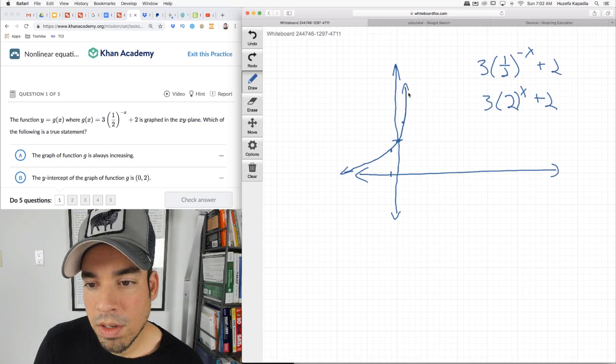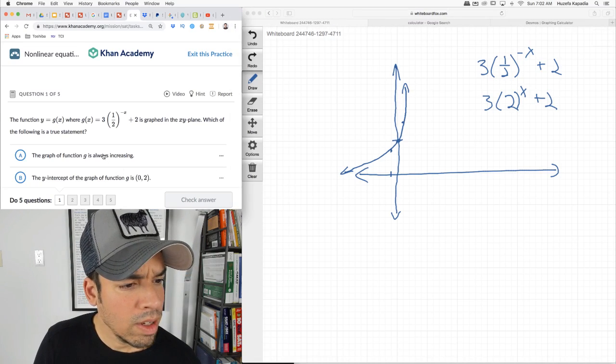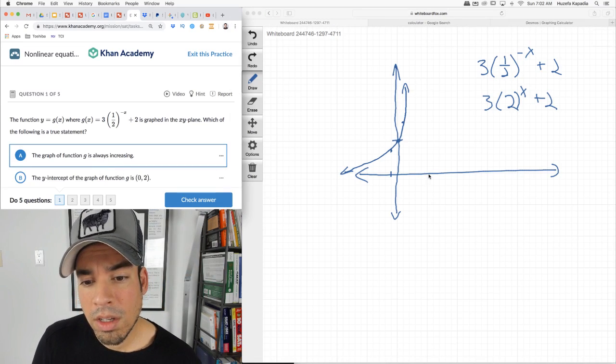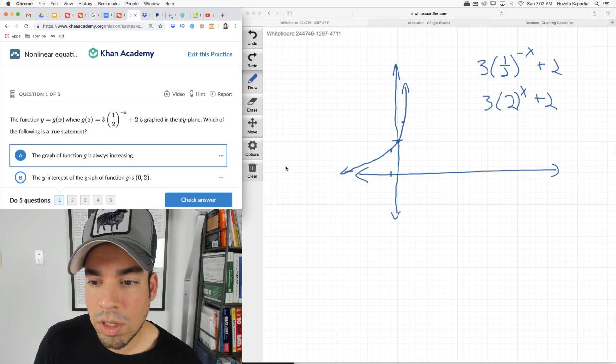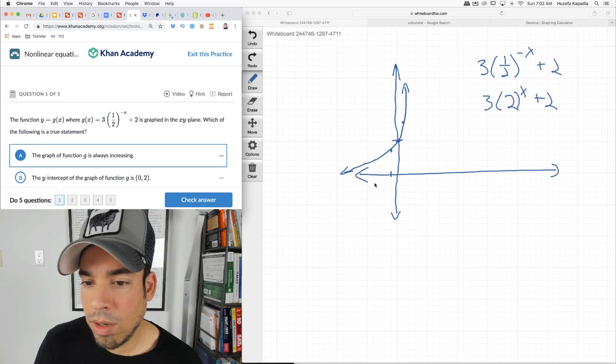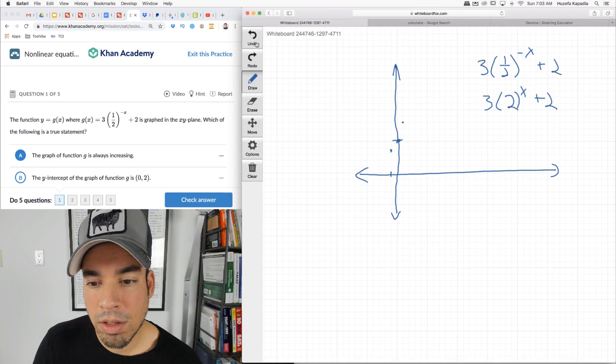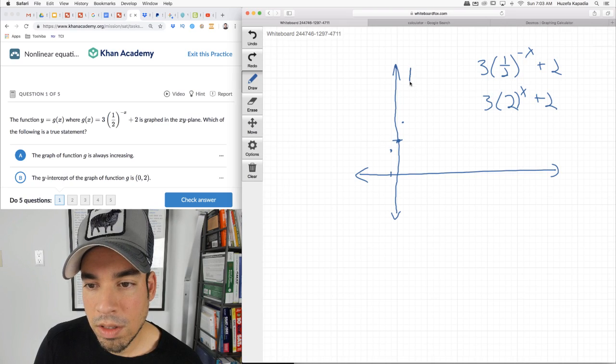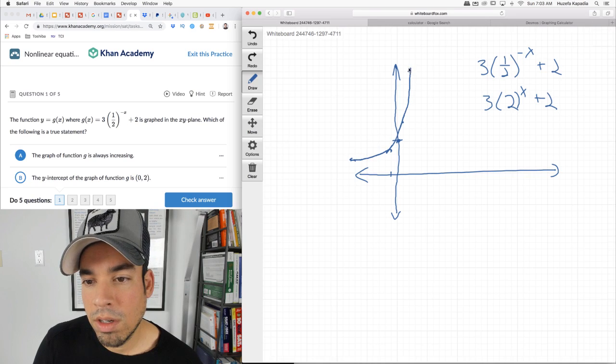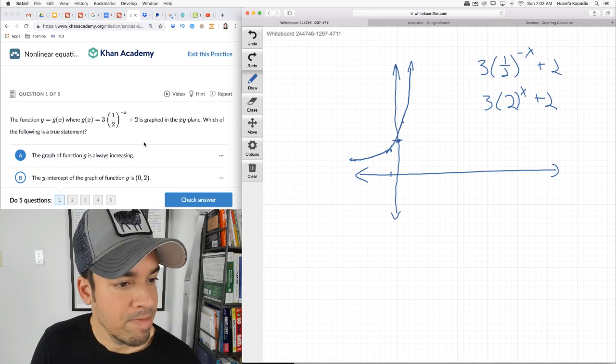All right, and there we go. It is definitely always increasing. This will slowly burn down to, well, actually, no, hold on. This won't go below 2. Let me make it a little more accurate. This is good. And then it's going to taper off at 2, and then it'll go on to infinity.